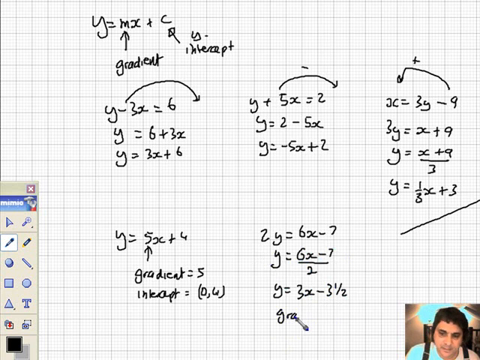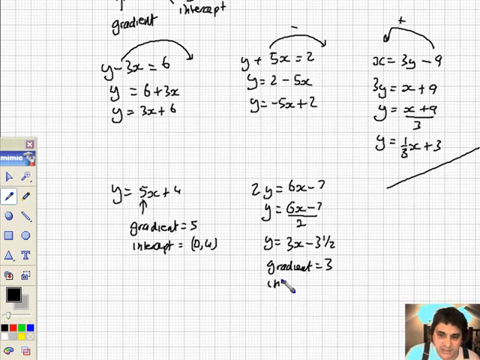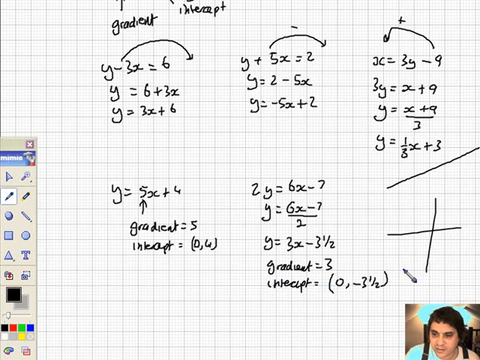So the gradient's going to be 3. And the intercept is going to be 0, minus 3 and a half. Nothing wrong with that. So it'll look a little bit like the axes. It's going to cross through 0, minus 3, so maybe there.